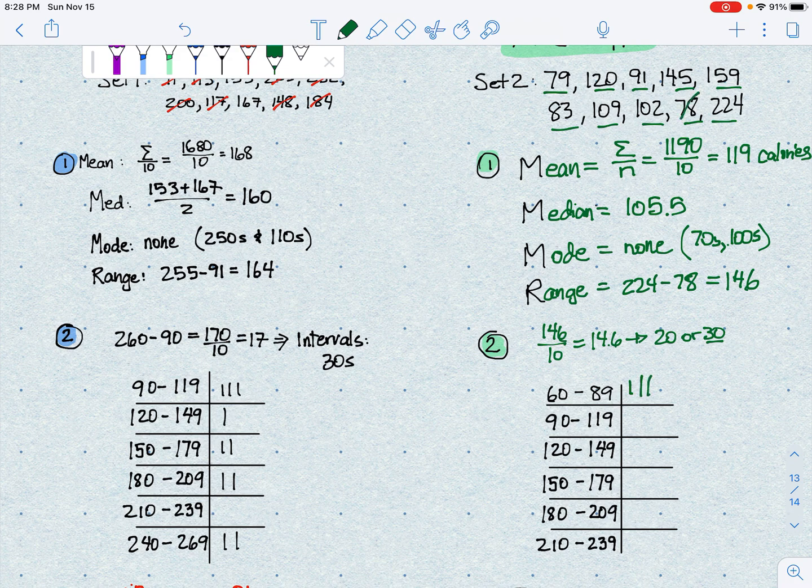Actually, 3. That one, and that one. And then in 224, the largest one is way down here. 91 and 109 and 102 are all in that second category. And then I've got a 120 and a 145 in that category, and a 159. Now, before I move on, I want to make sure I've got 10 tally marks in that list, and I do, so I've got them all.